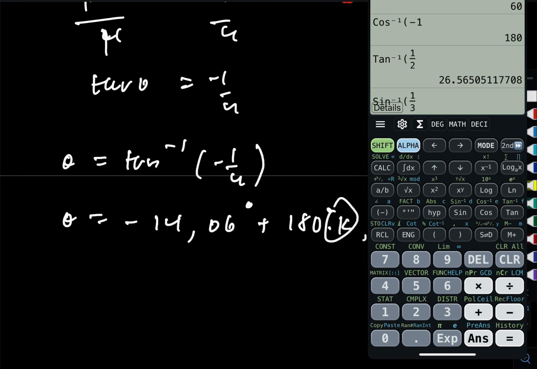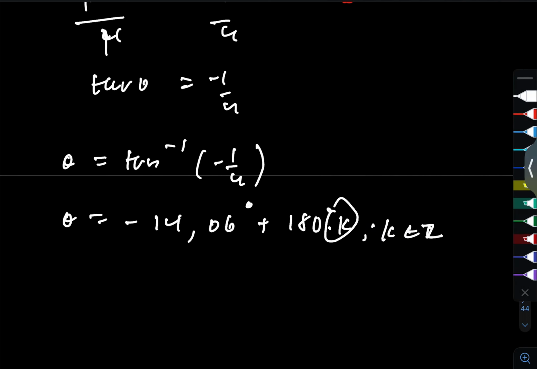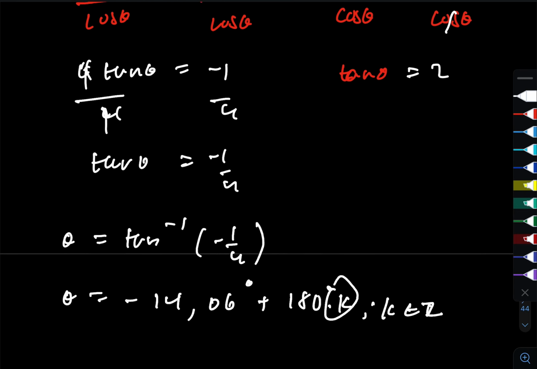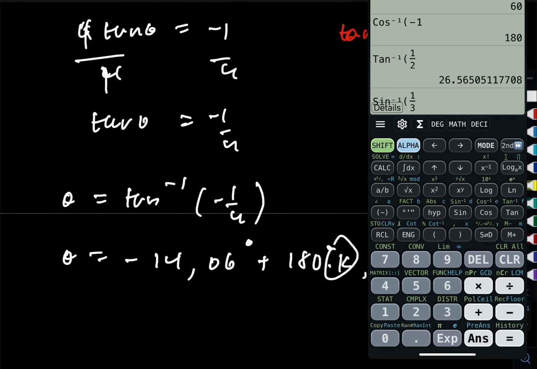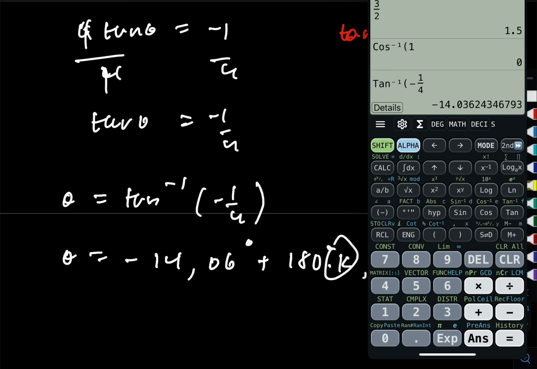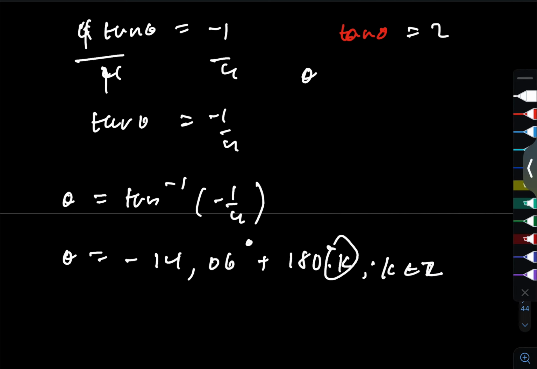For the other one, however, it's going to be 2. All right, so I'm going to have the inverse tangent of 2, which is 63.43. So for this one, theta is going to be 63.43 degrees plus 180 times k, where k is an element of integers, and then you're done.